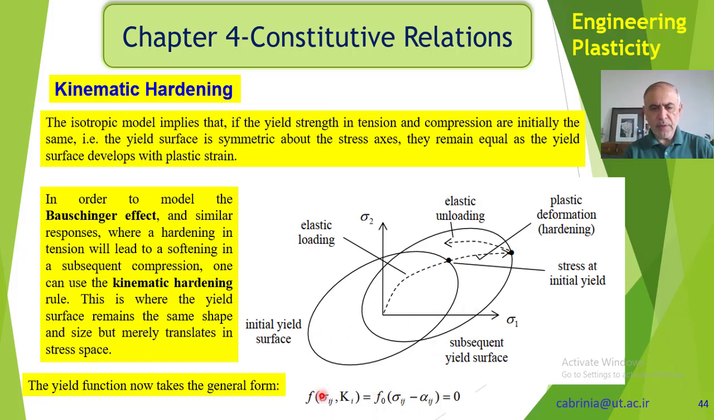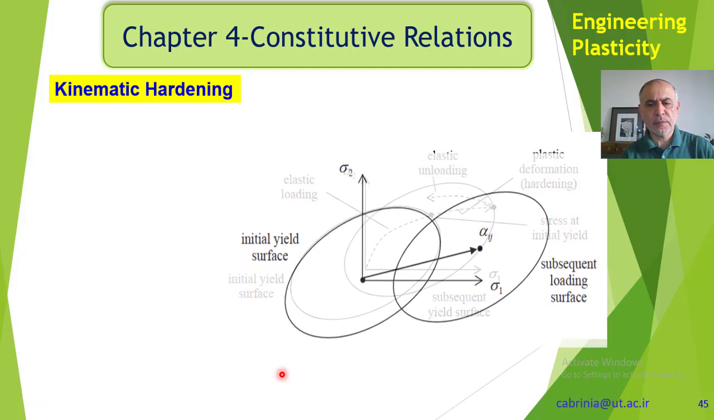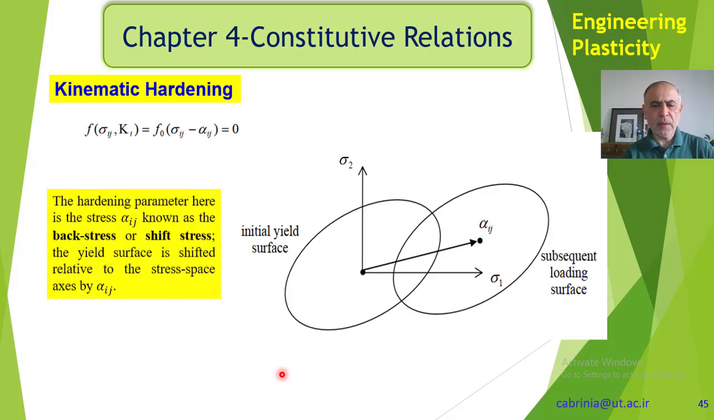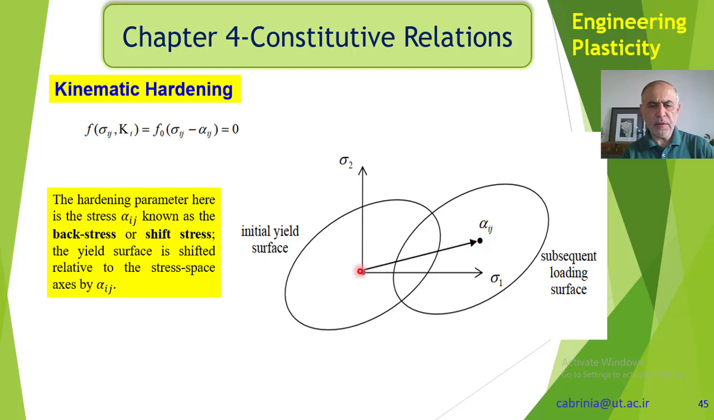That's the shape of the yield function now. So F0 of sigma ij minus alpha ij gives you this kind of, it's just the translation of the yield surface in the stress space. Okay, so we have this one, and that is the translation. That's the center of this yield surface, and that is the center of this yield surface, and that vector or tensor is shown by alpha ij.